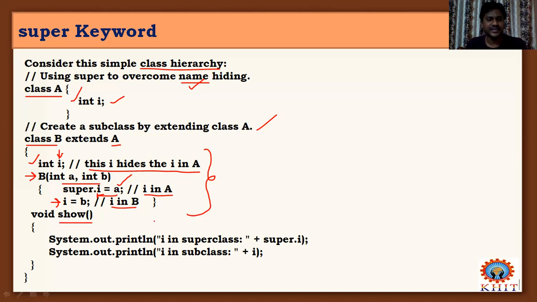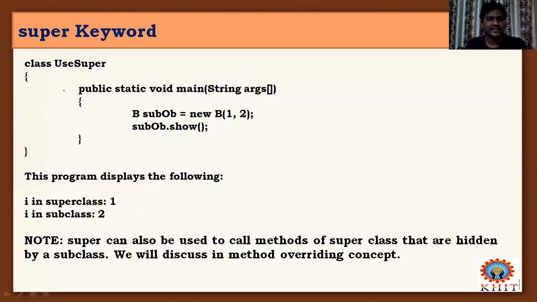And the show method here displays both the instance variables of the superclass and subclass. But to access the instance variable of the superclass, you should use the super keyword followed by the instance variable name, the same as the subclass instance variable i. Got it? And coming to the main class, inside the main function we have created one object of the subclass by passing two values, 1 and 2. The first integer value initializes the instance variable of class A, and the second argument of this constructor is used to initialize the instance variable of B.